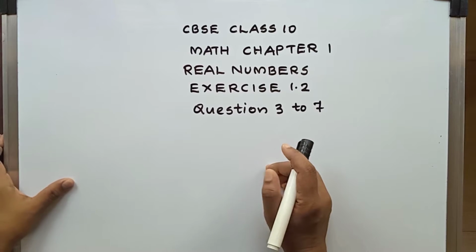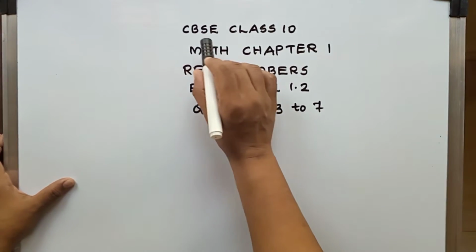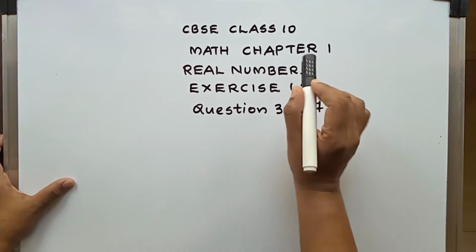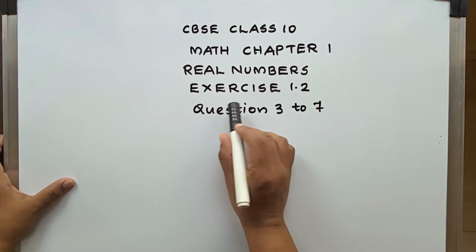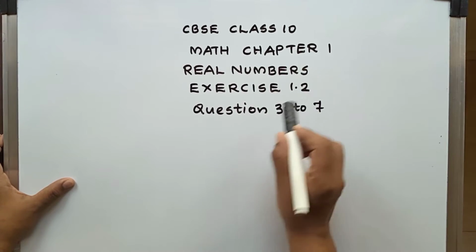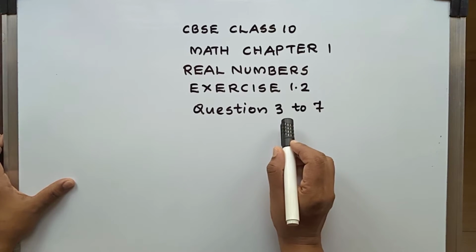Through this video, we are going to discuss CBSE Class 10 Math Chapter 1 named Real Numbers and textbook exercise 1.2 questions 3 to 7.